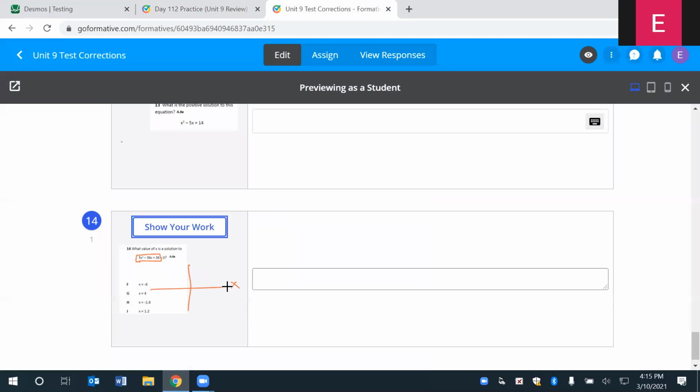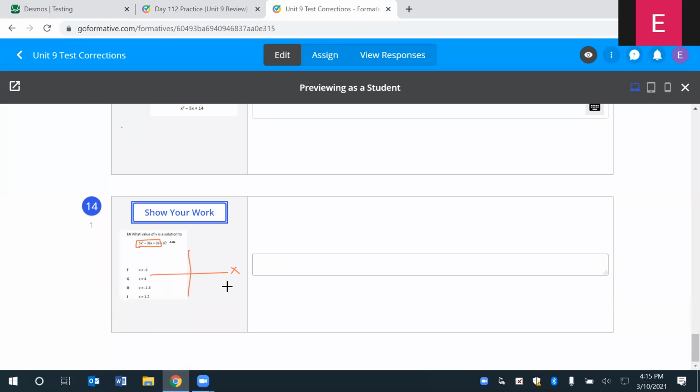Make sure you have evidence for all of your test corrections. Submit it, and then I will look over those and give you points back for the ones that you fixed.